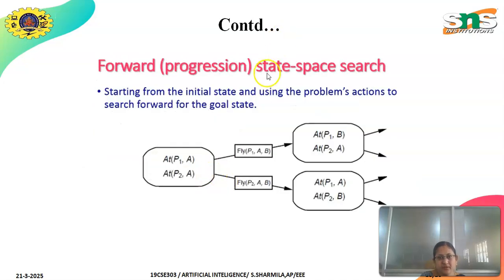The forward progression state space search starts from the initial state and, using the problem's actions, searches forward for the goal state. From this diagram, plane 1 and plane 2 are at airport A, and we have to reach airport B. Again, plane 1 is at airport A and plane 2 is at airport B. In between, we have to fly from airport A to airport B, which is the destination.